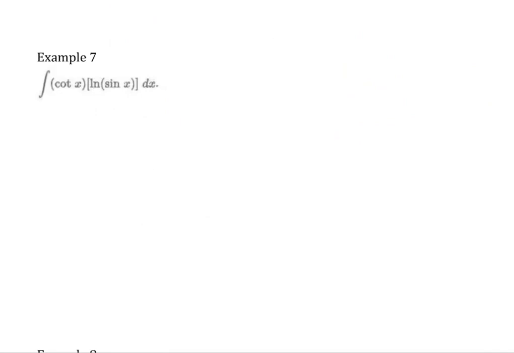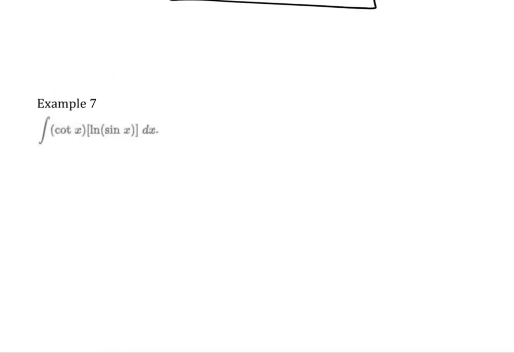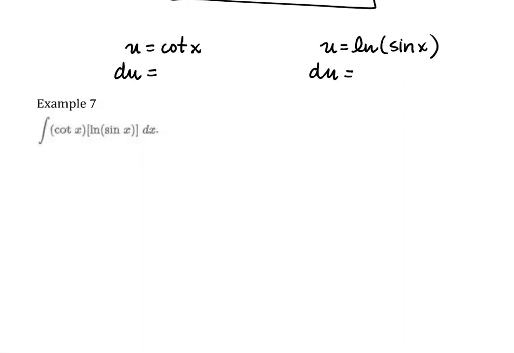Example 7 starts off and it's not exactly clear what we should be choosing as u. There are two choices for u. Either we can choose u to be cotangent x, or we could choose u to be natural log of sine x. For both of those choices, the only way we're going to know which one is a good choice is to see which one gives us a du that we can work with in our integral. The derivative of cotangent is negative cosecant squared, and that's not very helpful because there is no negative cosecant squared showing up in our integral.